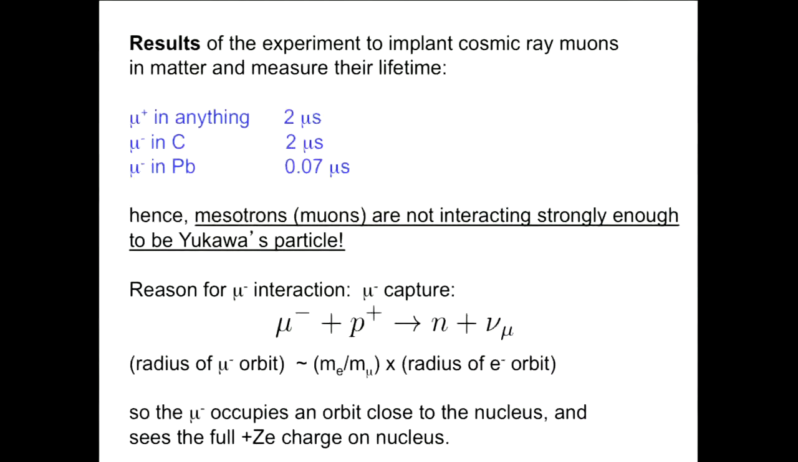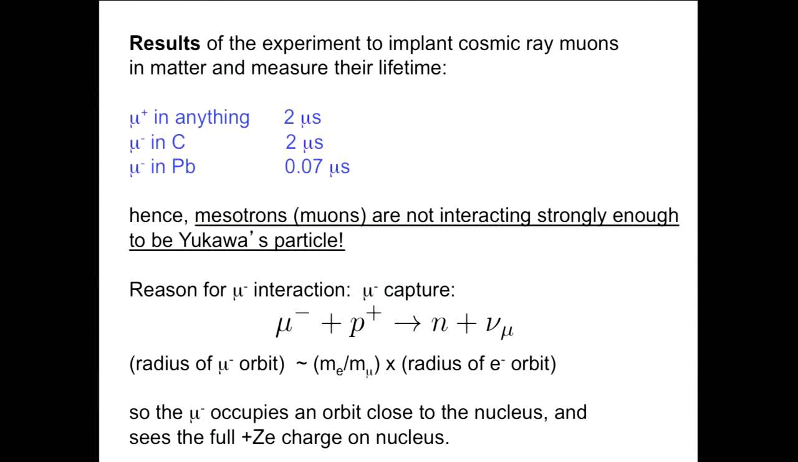What they basically found was, when you put these cosmic ray mesotrons into matter and measure their lifetime, if you put mu plus in anything, you get a lifetime of about 2 microseconds. If you put the negative versions, mu minus, into something with low atomic number like carbon, the lifetime is 2 microseconds. If you put mu minus into lead, the lifetime goes down to 0.07 microseconds.